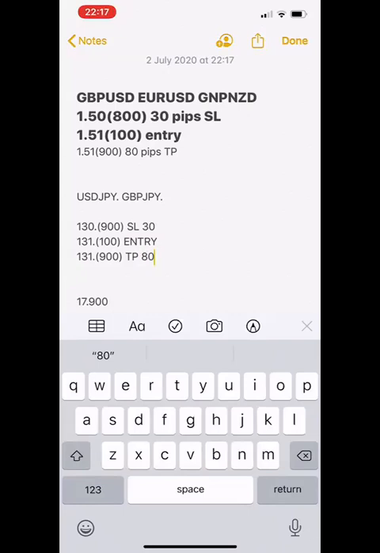Did everyone understand how I calculated that? On a pair like this, the second pair, USD JPY or GBP JPY, directly after the decimal point, every time the number goes up by 100, it equals 10 pips. If that makes sense, put number 1 in the chat so I know you're with me. That is how you are able to calculate the pips.